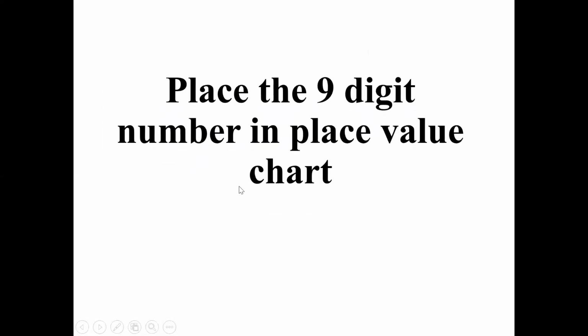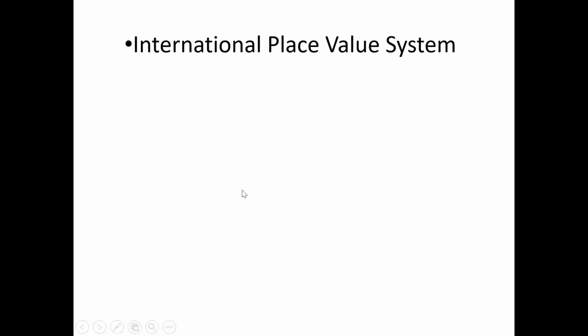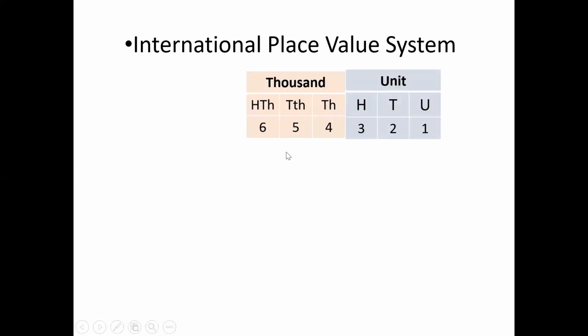Then place the 9-digit number in the place value chart. In the place value chart for the 9-digit number, the first house is the unit house consisting of 3 rooms. The second house is the thousand house. The third house is the million house, and all 3 houses consist of 3 rooms. Unit, tens, 100, thousand, its tens, its 100, million, its tens, its 100.